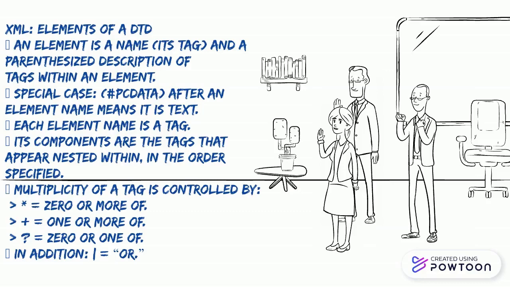Multiplicity of a tag is controlled by: asterisk equals 0 or more of, plus equals 1 or more of, question mark equals 0 or 1 of. In addition, vertical bar equals or.